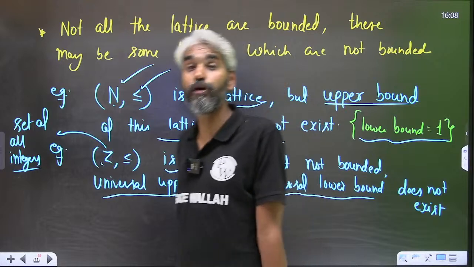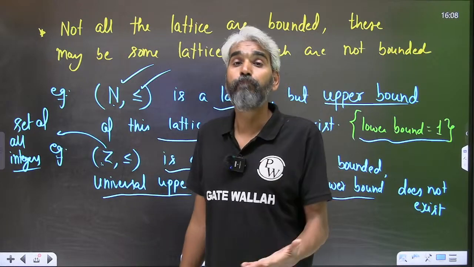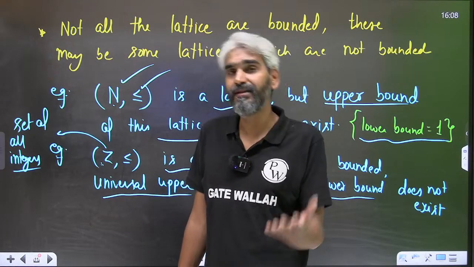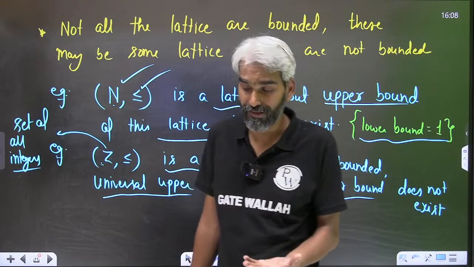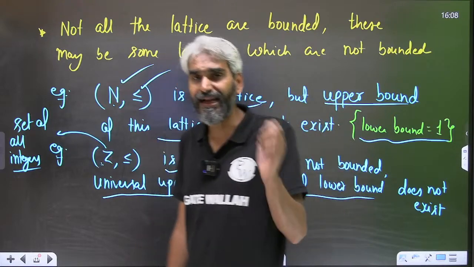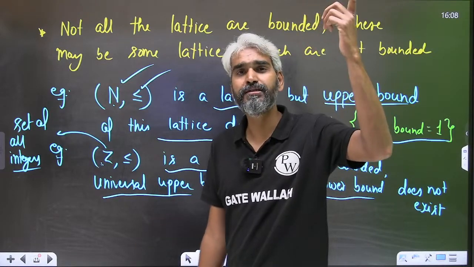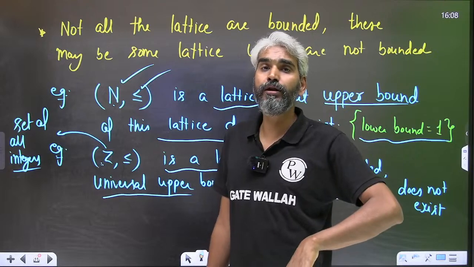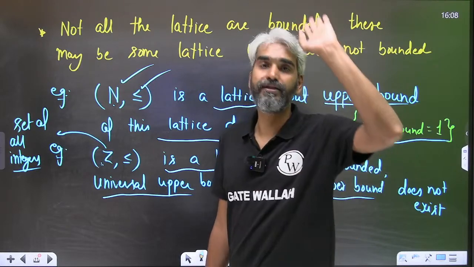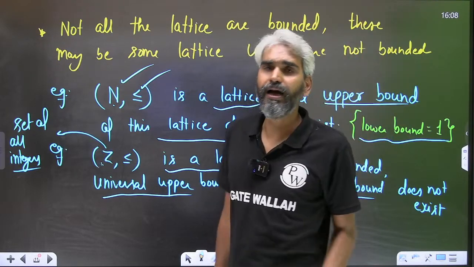Clear? So it's not necessary that all lattices are bounded. There are some bounded lattices and there are some lattices which are not bounded. If the lattice is not bounded, then either the upper bound will not exist, or the lower bound will not exist, or both of them will not exist. In all three cases, it will be called an unbounded lattice.